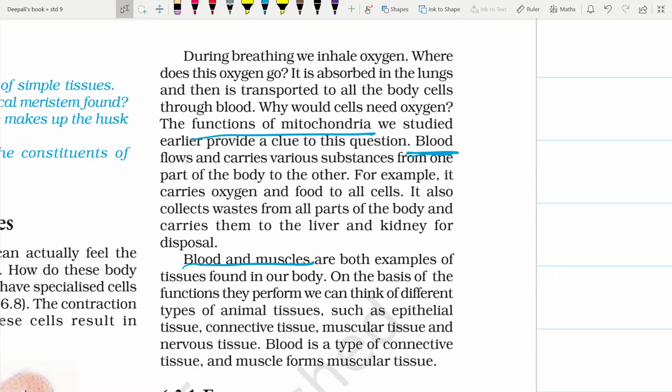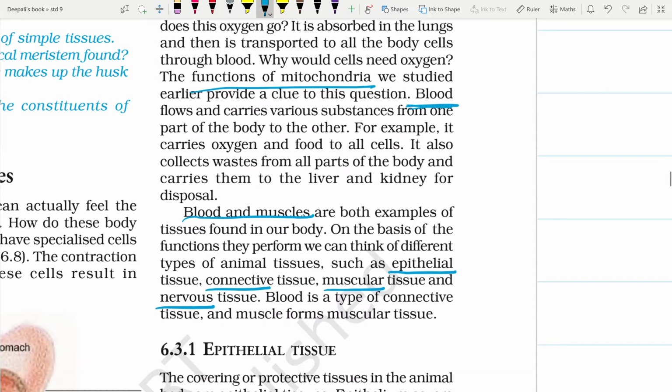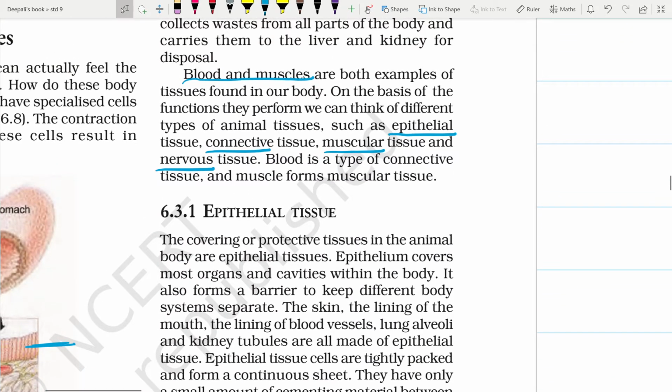The various kinds of animal tissue are epithelial tissue, connective tissue, muscular tissue, and nervous tissue. Blood is a type of connective tissue and muscle forms muscular tissue. Now let us study them in detail.